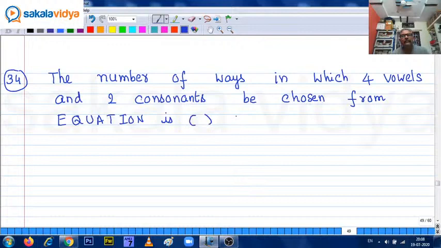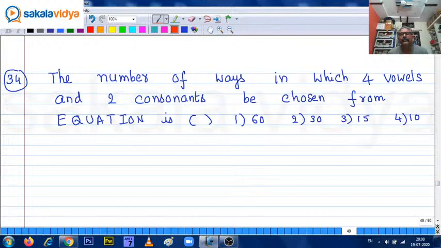First option 60, second option 30, third option is 15, fourth option is 10. So first of all, what we need to do is count how many vowels and how many consonants are there in the word equation. After that we need to select four vowels and two consonants. So how can it be done? Let us observe it now.